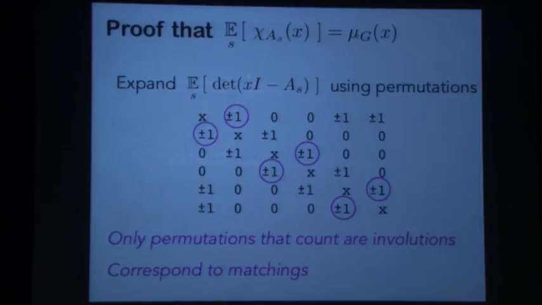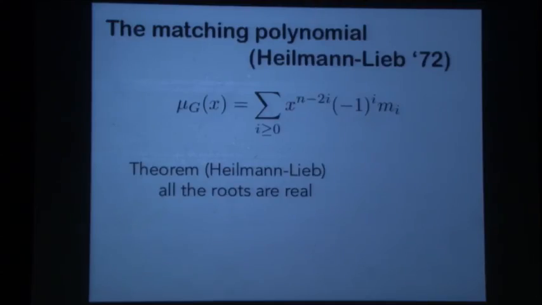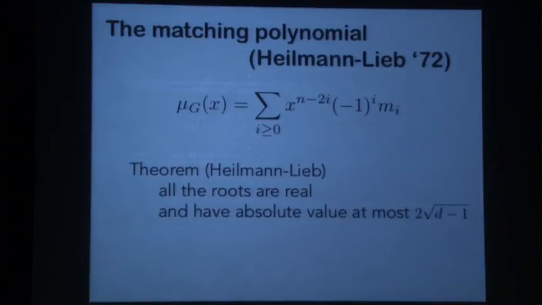OK, sure. So the first thing they prove is that all the roots are real, which is pretty amazing. OK, so those all land on a circle. They also proved that all the roots have absolute value at most 2 root d minus 1. Okay, we're done with the 2 root d minus 1. See, I told you this came for free. I didn't have to do any work. They did it. And the proof also is very slick and clean and easy for that.